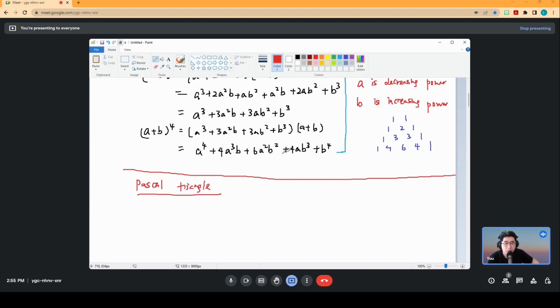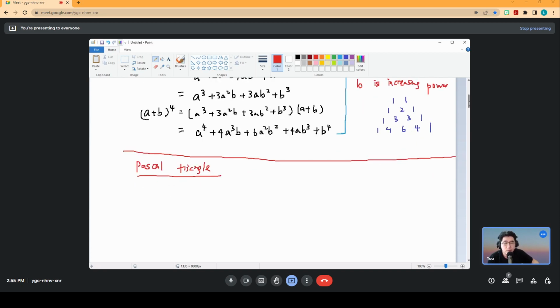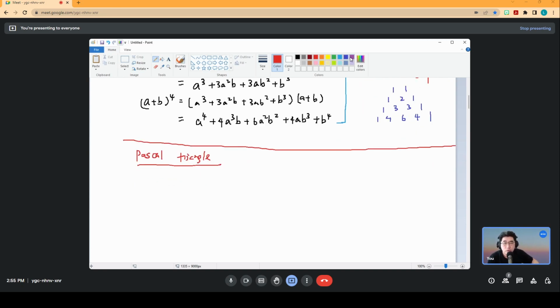Okay, this number here is called Pascal's triangle. In this Pascal's triangle, when n equals 1, we have 1, 1. When n equals 2, I have 1, 2, 1. When n equals 3, we have 1, 3, 3, 1. When n equals 4, you have 1, 4, 6, 4, 1.